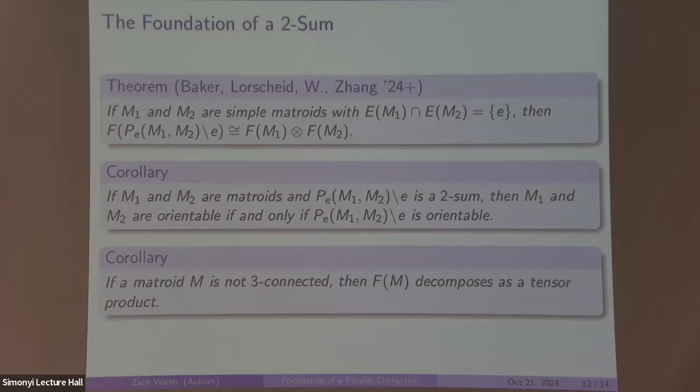So is this corollary really saying that, giving an orientation of M1 and M2, there's a bijection between orientations of the two-sum and orientations of M1 and M2? Yes. Our proof does give an explicit bijection between rescaling classes of orientations. The rescaling part is important though for two-sums, because you're deleting an edge, so you can't recover anything about the orientation of that edge.